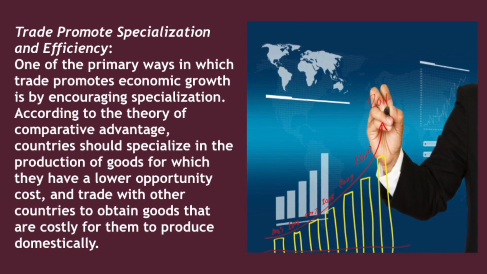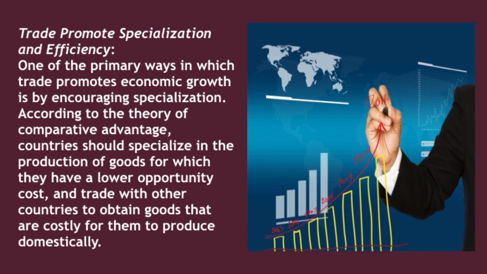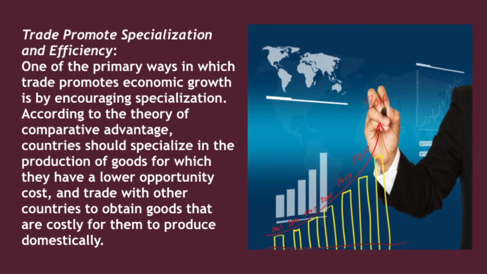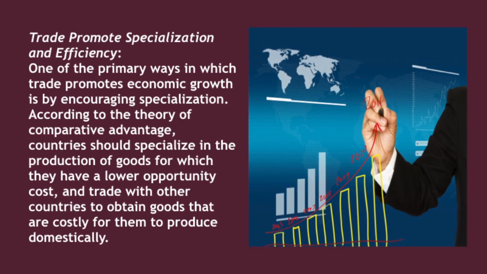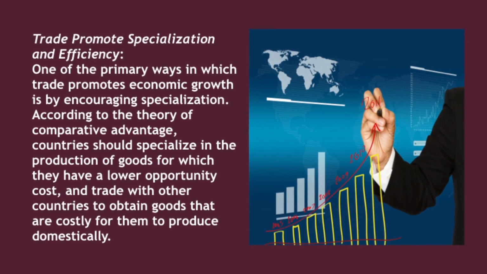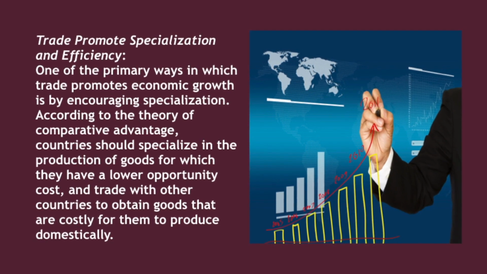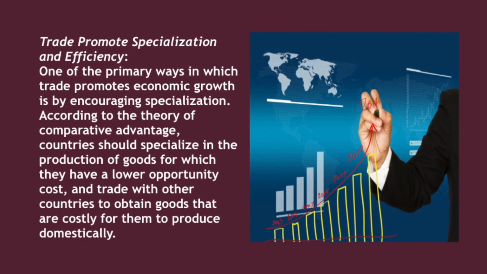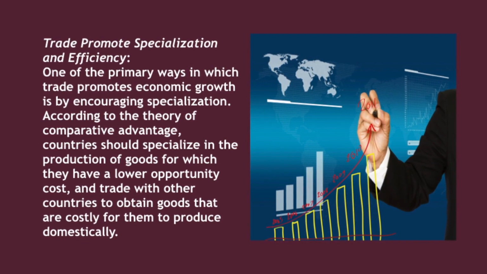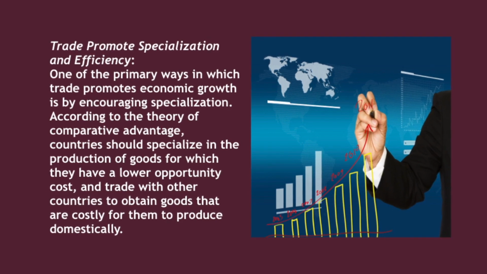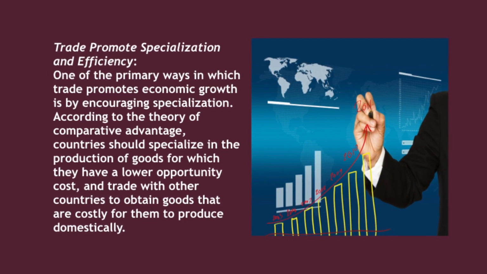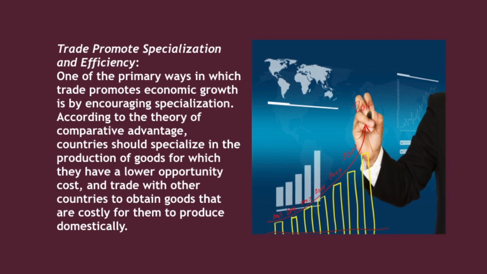According to the theory of comparative advantage as put forward by David Ricardo, countries should specialize in the production of goods for which they have a lower opportunity cost and trade with other countries to obtain goods that are costly for them to produce domestically. This specialization allows countries to exploit economies of scale, leading to more efficient production processes and lower cost. As countries specialize, they also improve their productivity.